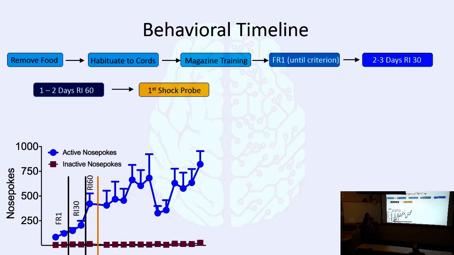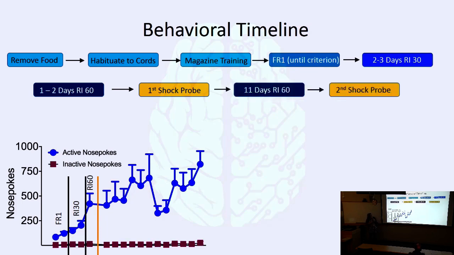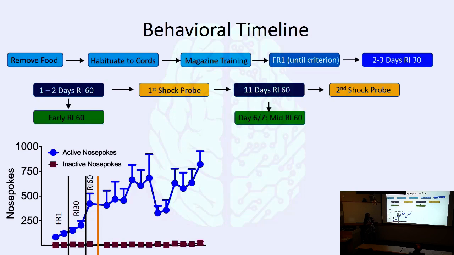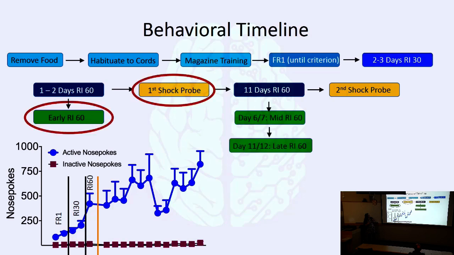Then I perform a shock probe, which I will describe in detail in a few slides here, but essentially this is going to be used to check and see, are they still goal-directed or are they looking more habitual? Where are they at kind of in that realm? Then I'm going to do more RI60 training. I do about 11 days. And then a second shock probe to compare at an early time point and a late time point. And today, I'm mostly going to be talking about this time point here and this one here.